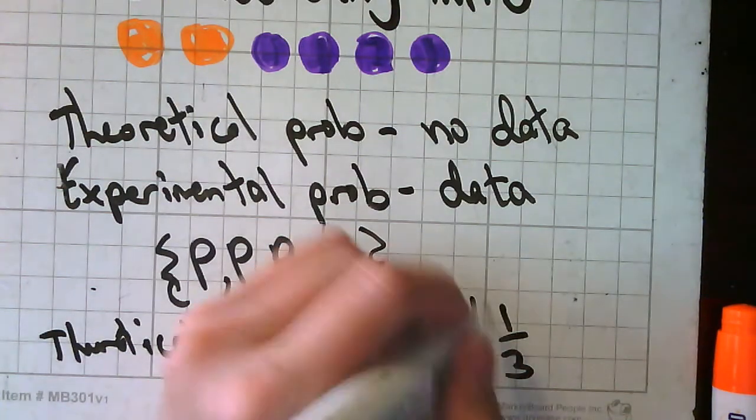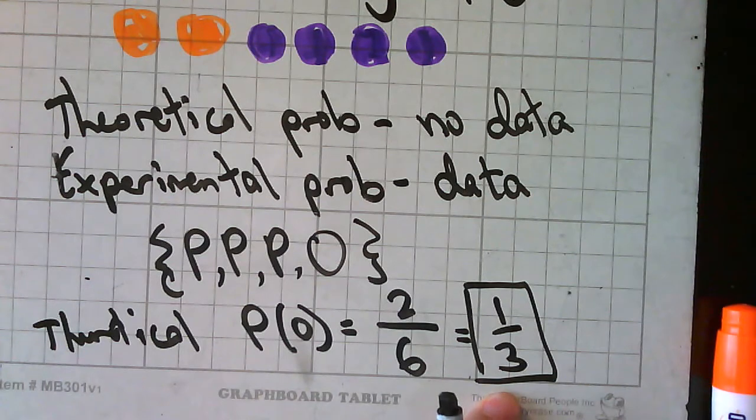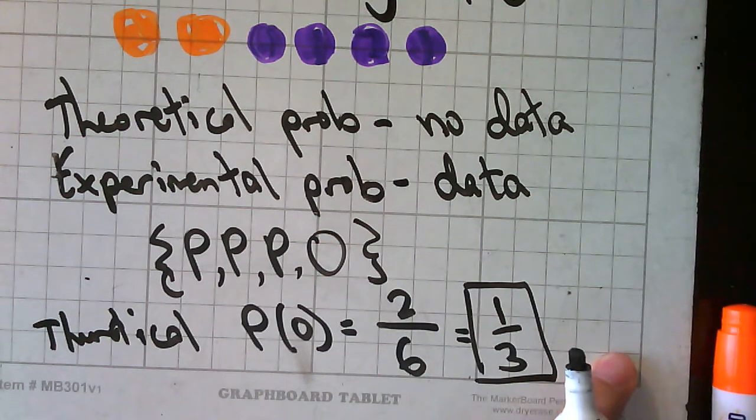So in your homework, it's going to be looking for this answer. Sometimes they ask you to write this as a decimal. So you do 1 divided by 3, and you would get 33%, or 0.33. So for our homework, we're going to leave it like this.